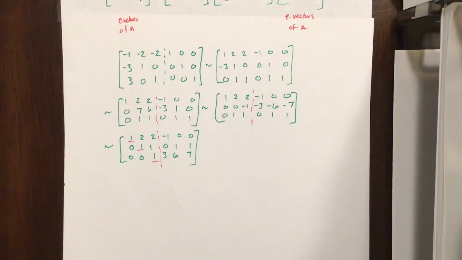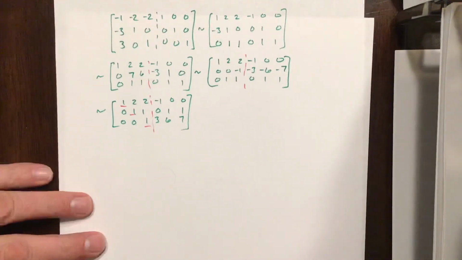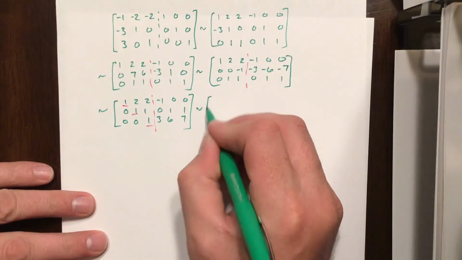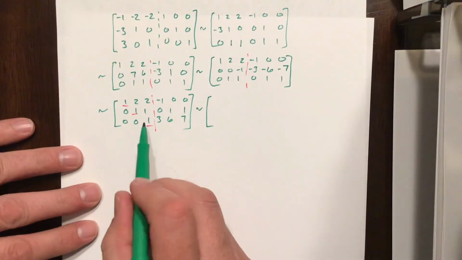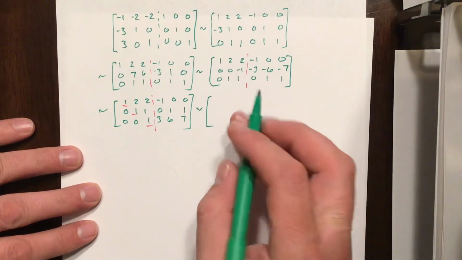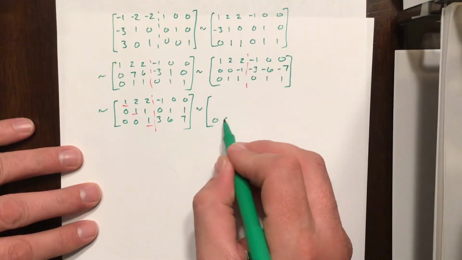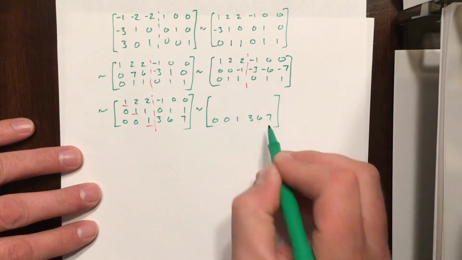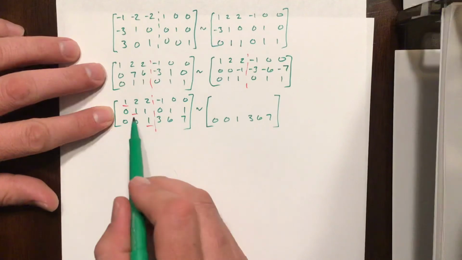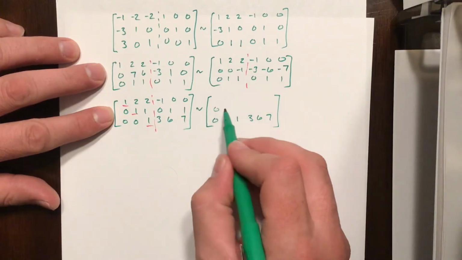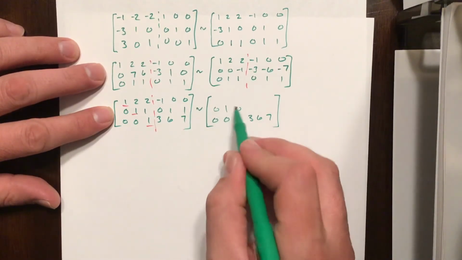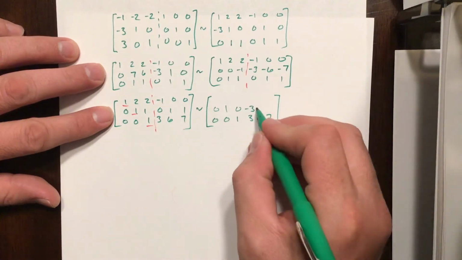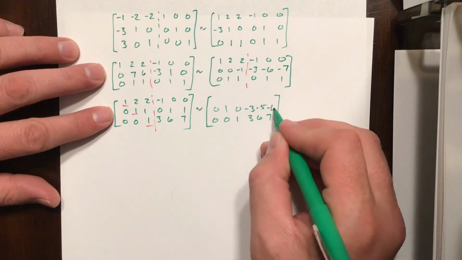Now I work my way up. I'm in row echelon form. I work my way to reduced row echelon form. So let's subtract rows 2 and 3. Row 3 now is fixed. It's 0, 0, 1, 3, 6, 7. I don't need to make any changes to it. Row 2 I do. So 0 minus 0 is 0, 1 minus 0 is 1, 1 minus 1 is 0, 0 minus 3 is negative 3, 1 minus 6 is negative 5, and 1 minus 7 is negative 6.